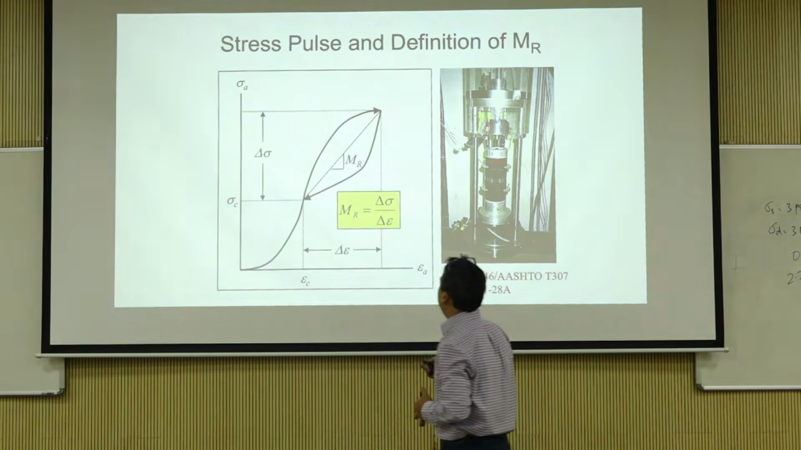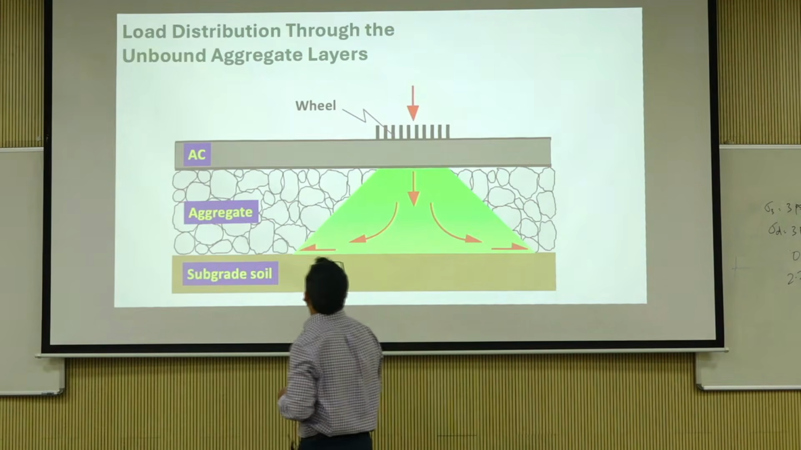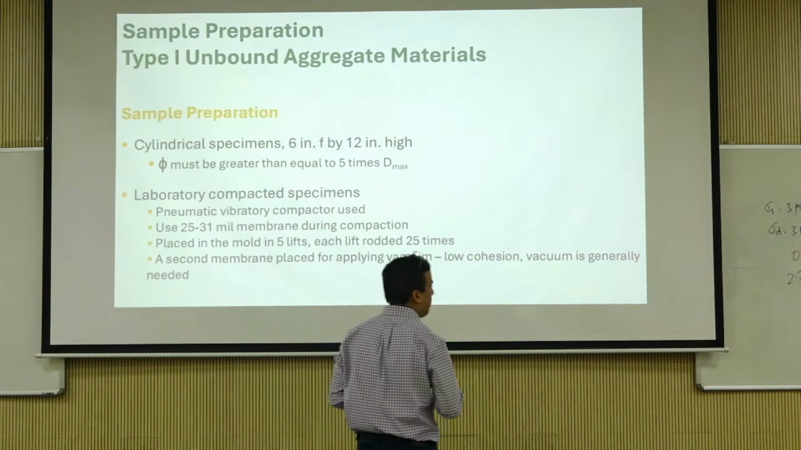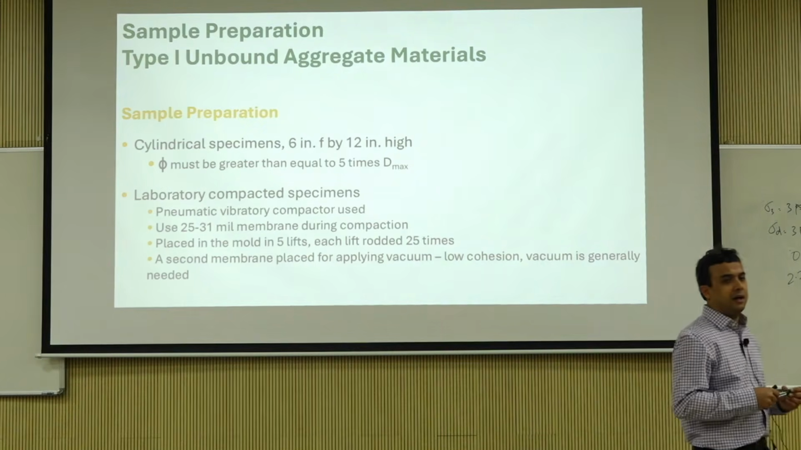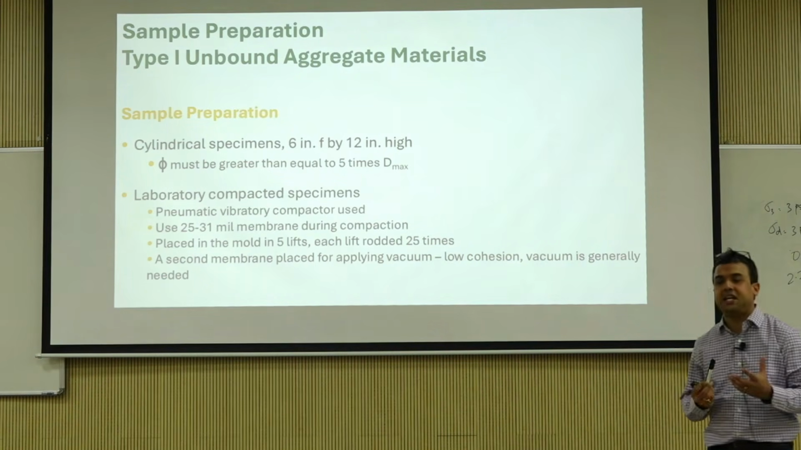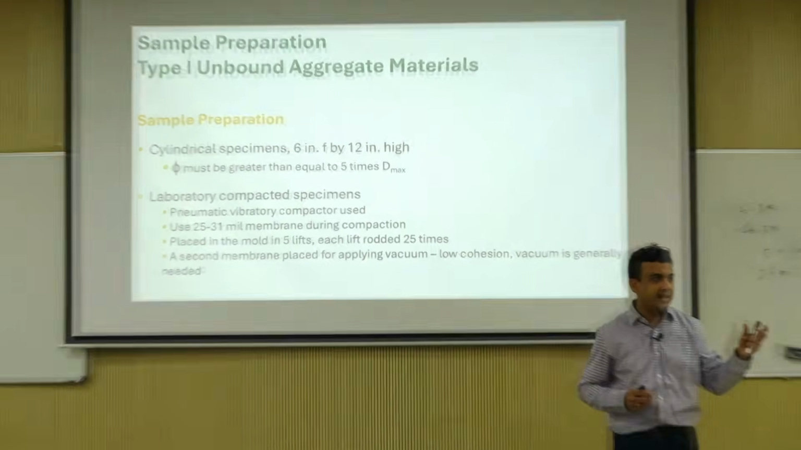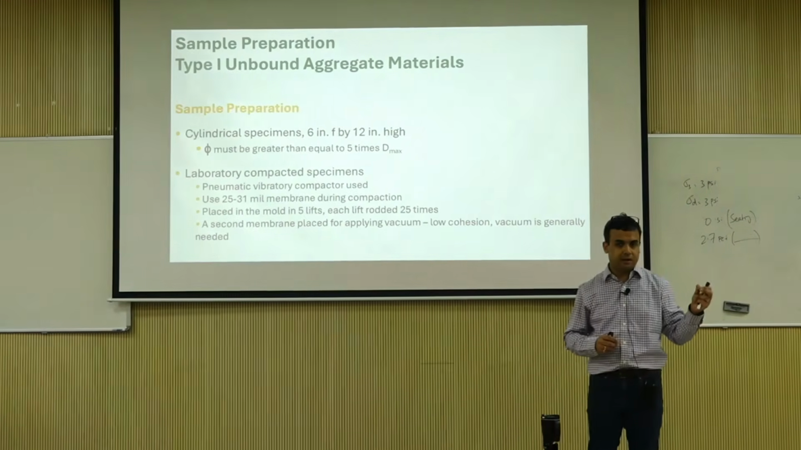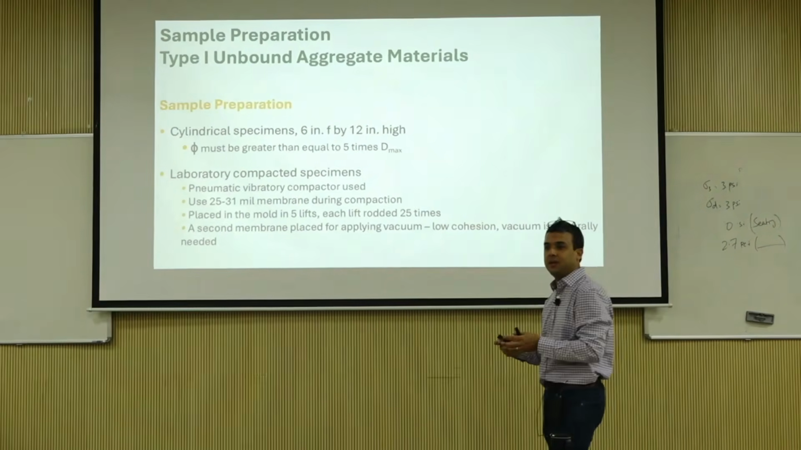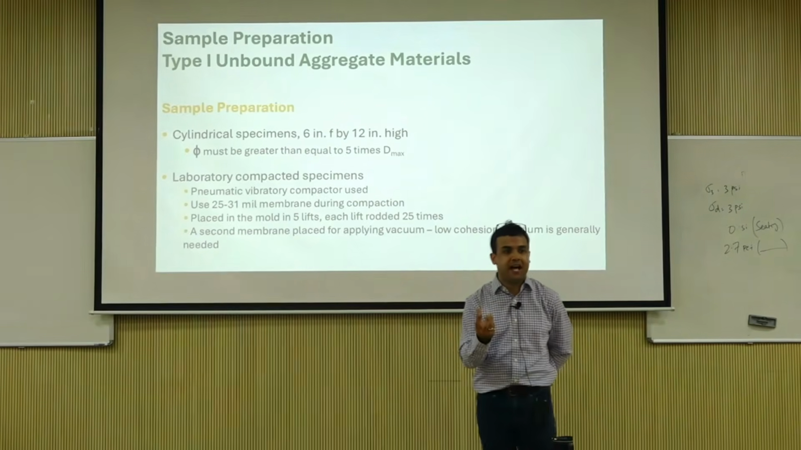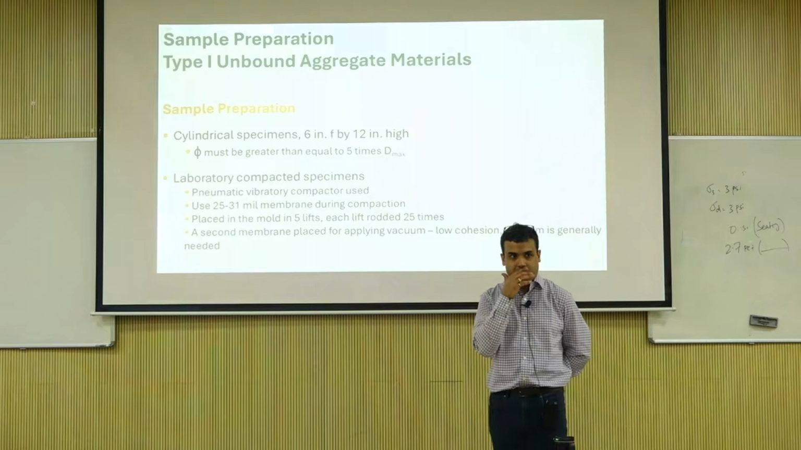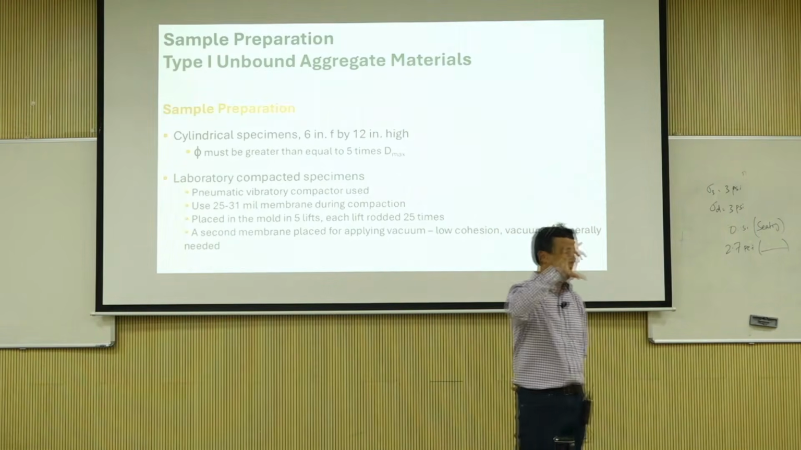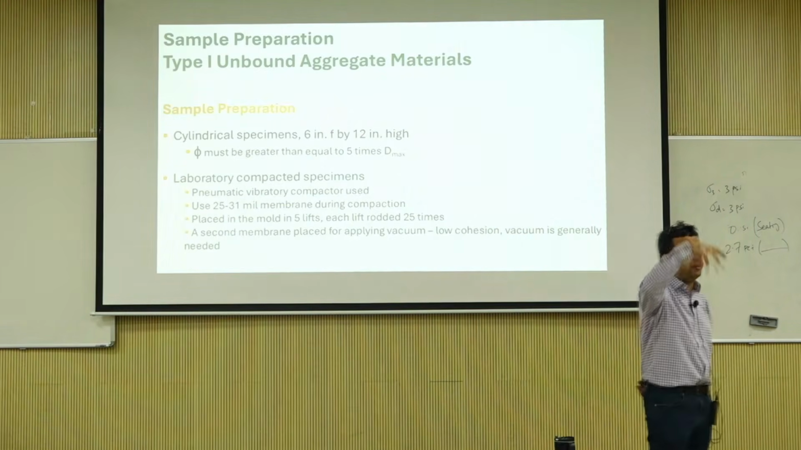Second, modulus, load distribution, sample preparation. Specimen dimension is dependent on particle size. Those who have tested subgrade soils, you're probably talking about 2.8 inch diameter or 4 inch diameter, which is 100 mm or something like that. And then the height is usually double that, 100 by 200 or something.